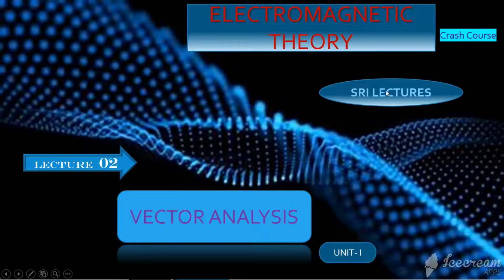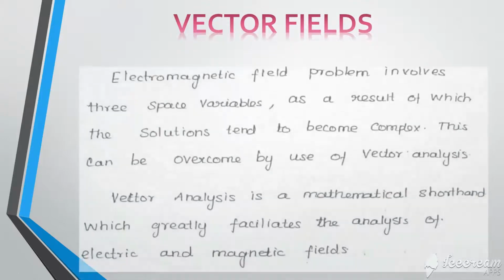In this video we will discuss vector analysis in electromagnetic theory crash course. This is the second lecture. With respect to Anna University, this is Unit 1, second topic. Already in lecture 1 we discussed some of the introduction of EMT, some of the electromagnetic devices and some of the applications. So in this lecture we move on to a detailed analysis of vector field.